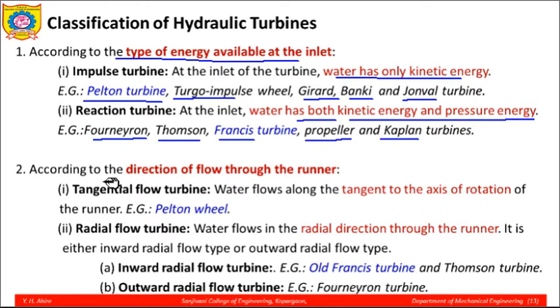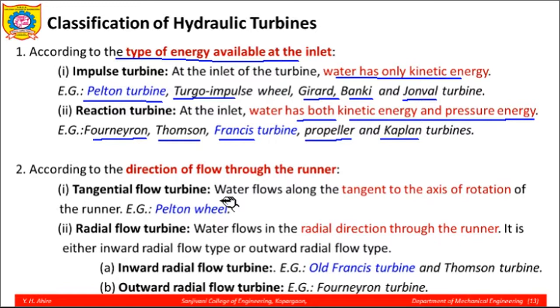Now, according to the second parameter, according to the direction of flow of the fluid through the runner, we can classify the water turbines into 3-4 groups. First is the tangential flow water turbine, then the radial flow water turbine, then next is the axial flow water turbine, and the fourth one is the mixed flow type of water turbine.